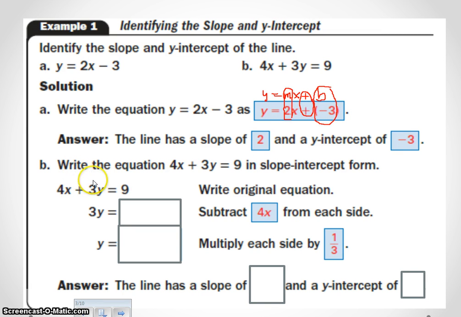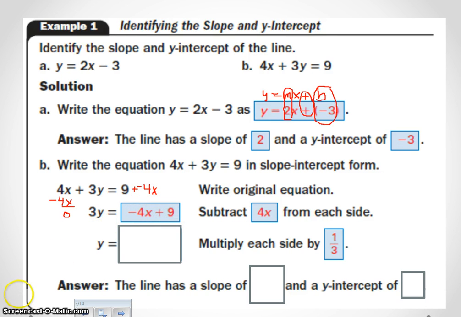Example b. Write the equation 4x plus 3y equals 9 in slope-intercept form. Remember, you need to solve for y first. So I add the opposite of 4x, the entire 4x. Again, you can add the opposite, which is adding a negative. You now have 3y left over because this becomes 0. And negative 4x plus 9.